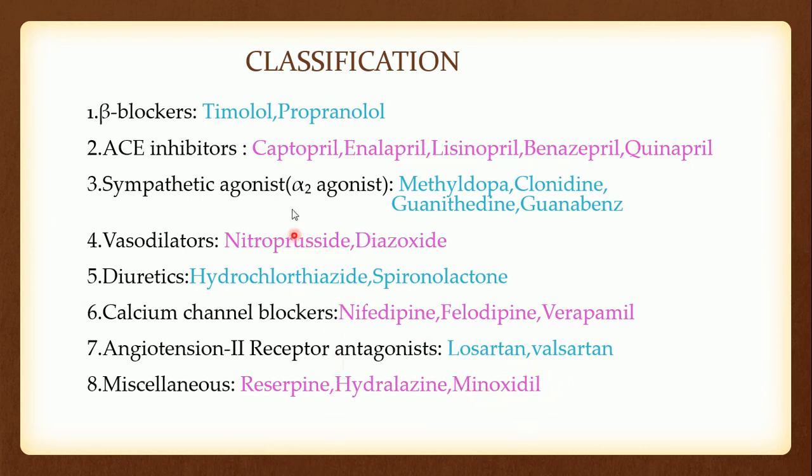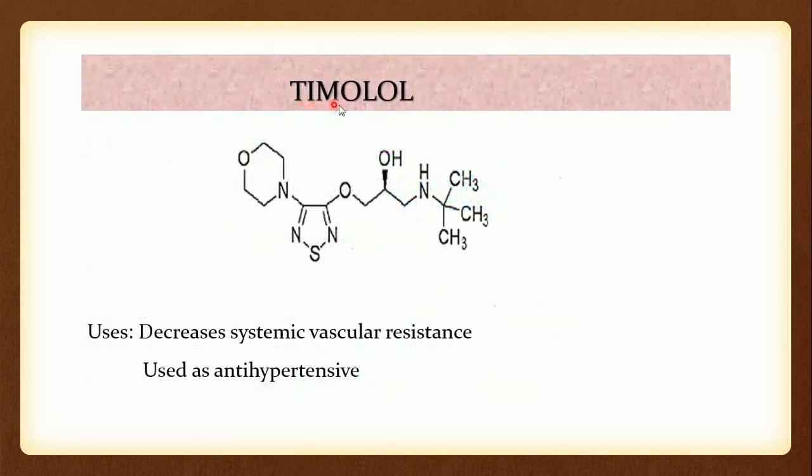Getting into the video, one by one we'll see the structures of each and every drug along with the uses and what are the clues to remember the structures. The first structure under beta blockers is Timolol. Timolol is the drug which will block the beta 1 receptor and beta 2 receptor so that the heart rate can be decreased, so that systemic vascular resistance can be decreased.